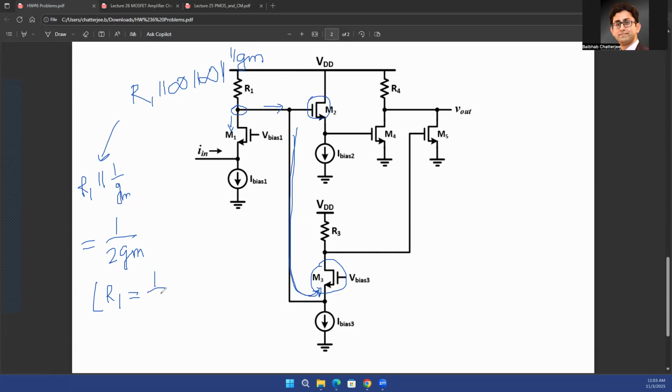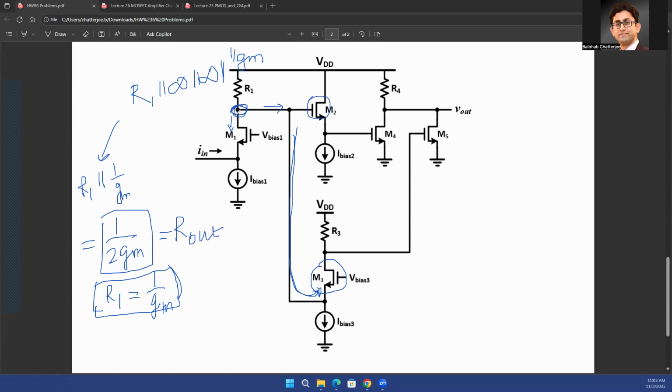And that is only because your R1 is equal to 1 upon GM. That's given in the problem. It's not an absolute truth, not a categorical truth. It is given in the problem to consider the physical resistances as equal to 1 upon GM. So that's why the resistance looking at the drain terminal is going to be 1 upon twice GM. That's the resistance looking into the drain terminal of the first stage.